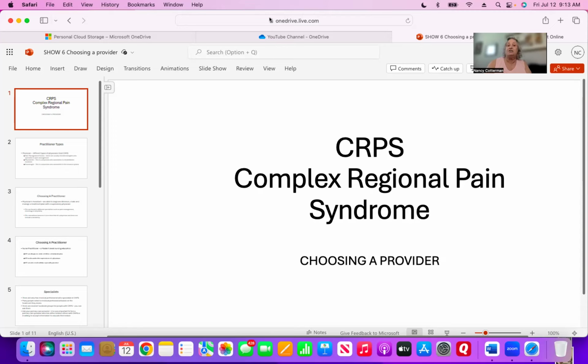A nurse practitioner. This is a master's level of nursing. The NP can diagnose, write, or follow a treatment plan. The NP also works under the supervision of a physician. And the NP can also work within a specialty practice.